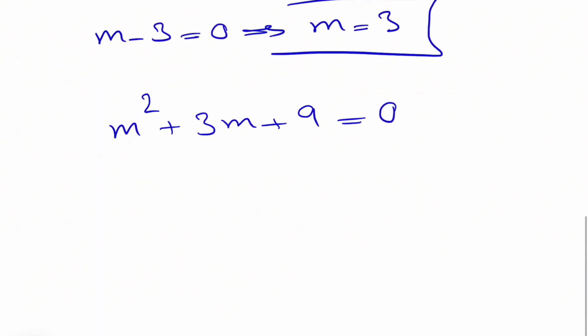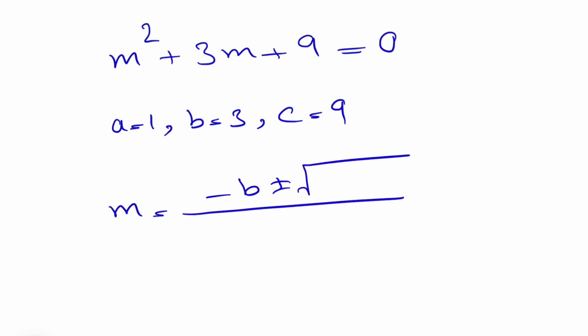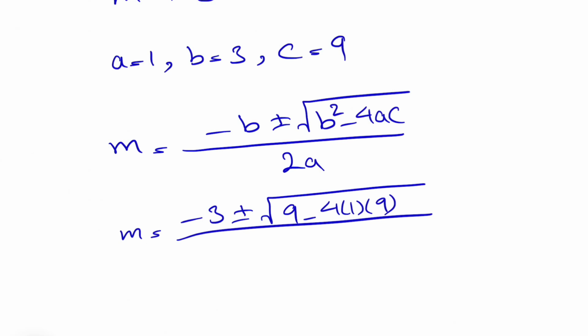So if we want to solve this equation, we have a quadratic equation where our a is 1, our b is 3, and our c is 9. So for finding the m, we're going to use our quadratic formula, which is minus b plus or minus the square root of b squared minus 4 times a times c over 2a. So our m will be minus 3 plus or minus the square root of b squared, 9, minus 4 times a, which is 1, and our c is 9. Looks like we have a negative discriminant, meaning we're going to deal with complex answers here.